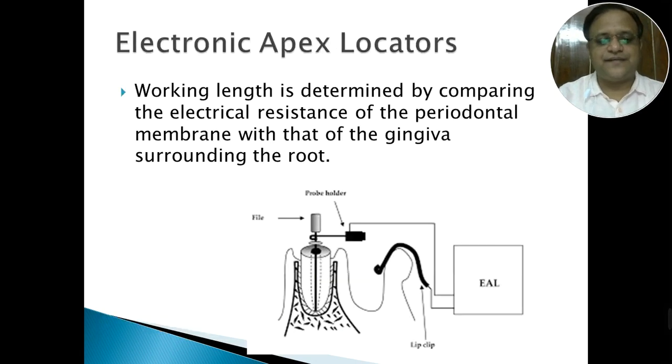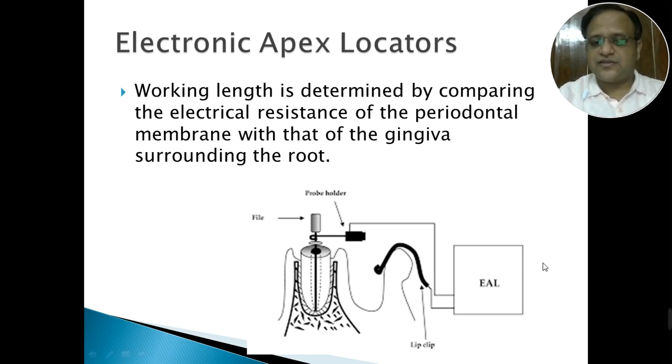Let's move on to this slide. So how does an electronic apex locator work? Working length is determined by comparing the electrical resistance of the periodontal membrane with that of the gingiva surrounding the root. I know it is a bit difficult to understand. Let's see what all parts are there.